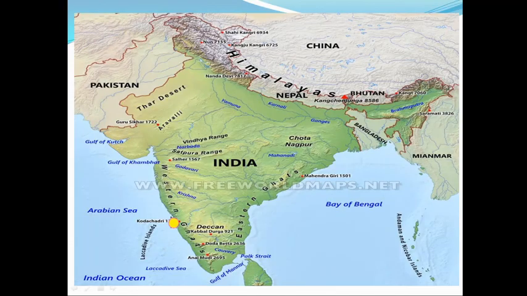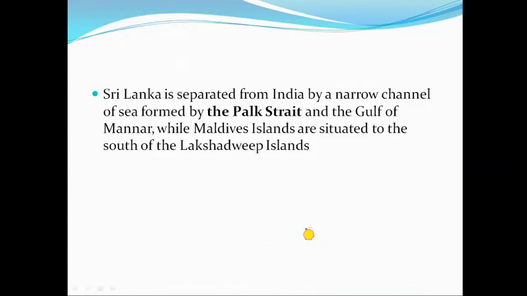Here Sri Lanka is separated by Palk Strait and Gulf of Mannar. A strait is a narrow water body which separates two large water bodies, as you can see here. A gulf is again an inlet of water inside the land, but smaller than a bay. So this was about this chapter.